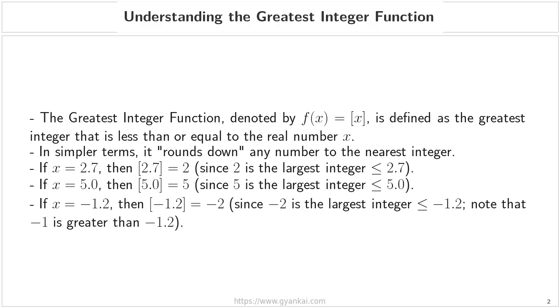Finally, let us look at a negative value, which is a point where many students often encounter difficulty. If x equals negative 1.2, the greatest integer function of negative 1.2 is negative 2. This is because negative 2 is the largest integer that is less than or equal to negative 1.2. It is important to note that negative 1 is actually greater than negative 1.2, so we must move to the left on the number line to find the correct value. Understanding these specific values is crucial, as this rounding down behavior is exactly what creates the jumps in the function that we will explore through a real-world analogy and limit analysis in the upcoming slides.